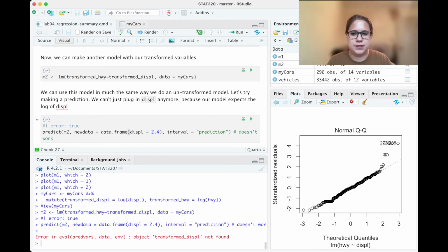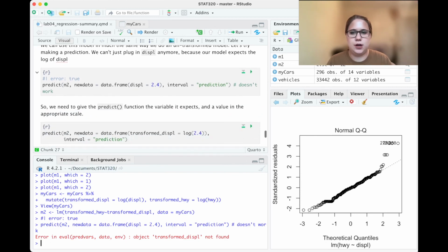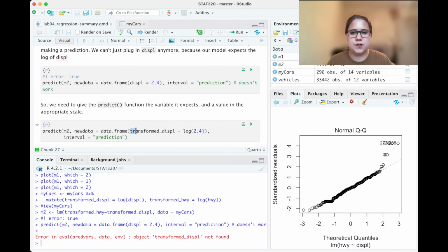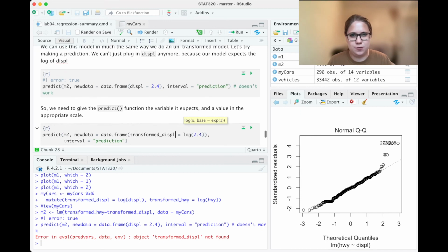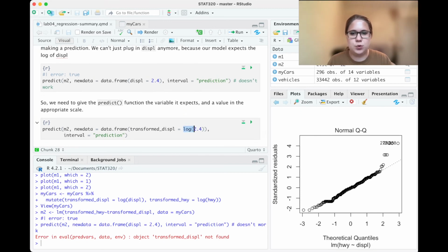So if I plug this in, it says error in eval predvars, object transformed displ not found. And that's because the model is expecting the log. So we need to give the predict function the variable name that it expects, which is transformed displ, and I need to plug in the value in the correct scale. So if I put in 2.4, that wouldn't be the right thing to plug in. I need to put in the log of 2.4 in order for that to work.